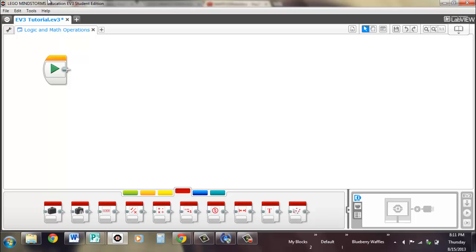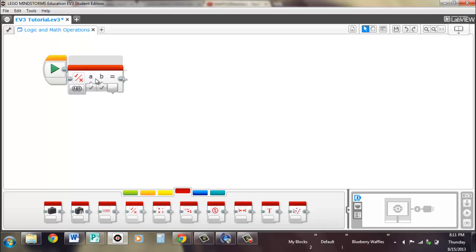Community Robotics, and in this video we're going to look at logic and math operations. So, they're found right here. That's the logic operations, and that's the math block. For both of these blocks, you're going to want to have inputs into them, because if there's no inputs, then you're just using the defaults, and that's not particularly useful to anything, really.